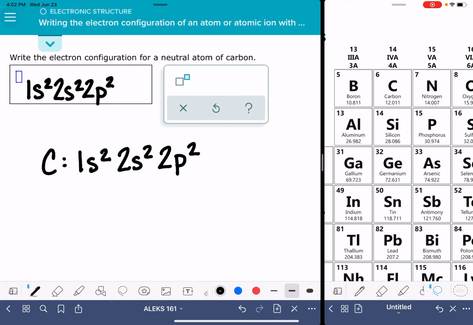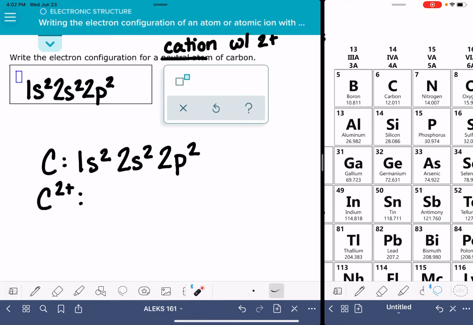But let's pretend like this problem asked you to write the electron configuration of a cation of carbon with, let's say, a 2+ charge. So let's say that instead of a neutral atom, it asked you for a cation that had a 2+ charge. What are we going to do in this situation?